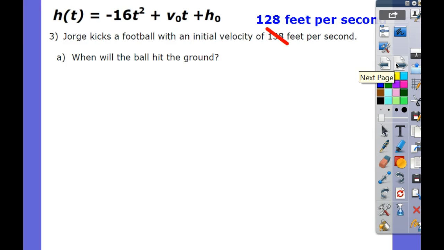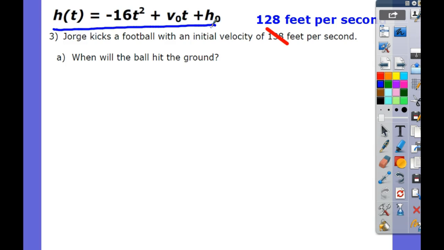Next, we're going to do problem number 3, but would you please make a change in problem number 3? Do you see where it has that number 138? Please change 138 to 128. George kicks the football with an initial velocity of 128 feet per second. When will the ball hit the ground?